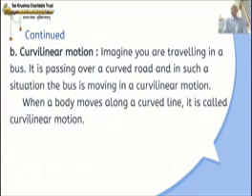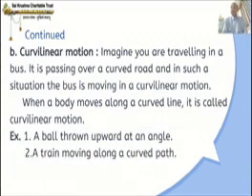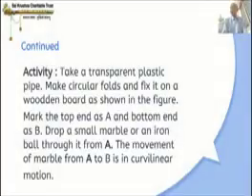Right? When a body moves along a curved line, it is called curvilinear motion. Okay? A ball thrown upward at an angle. Right? A train moving along a curved path. Now, I can also give you one example of curvilinear motion.